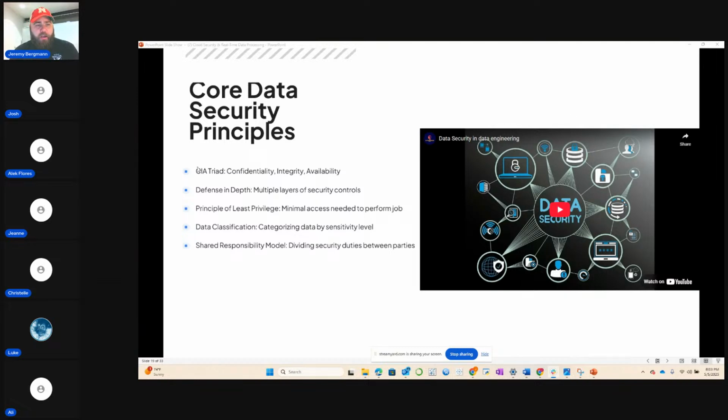Okay, so keep these in mind. I'm going to highlight each one of these as we go through the different Azure security components and how they apply to confidentiality, integrity, availability, or defense in depth, or least privilege, classifying data, or shared responsibility.